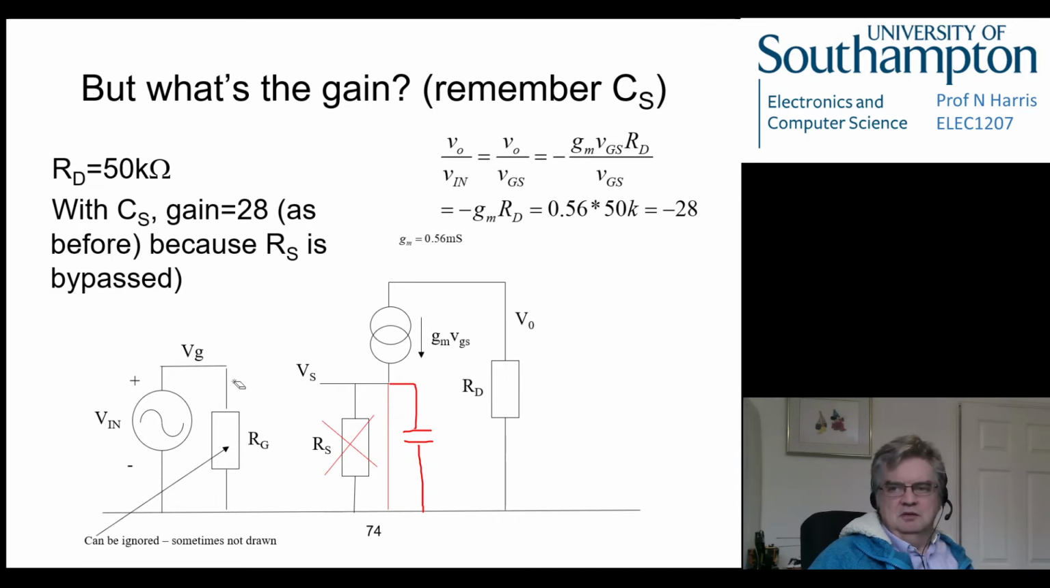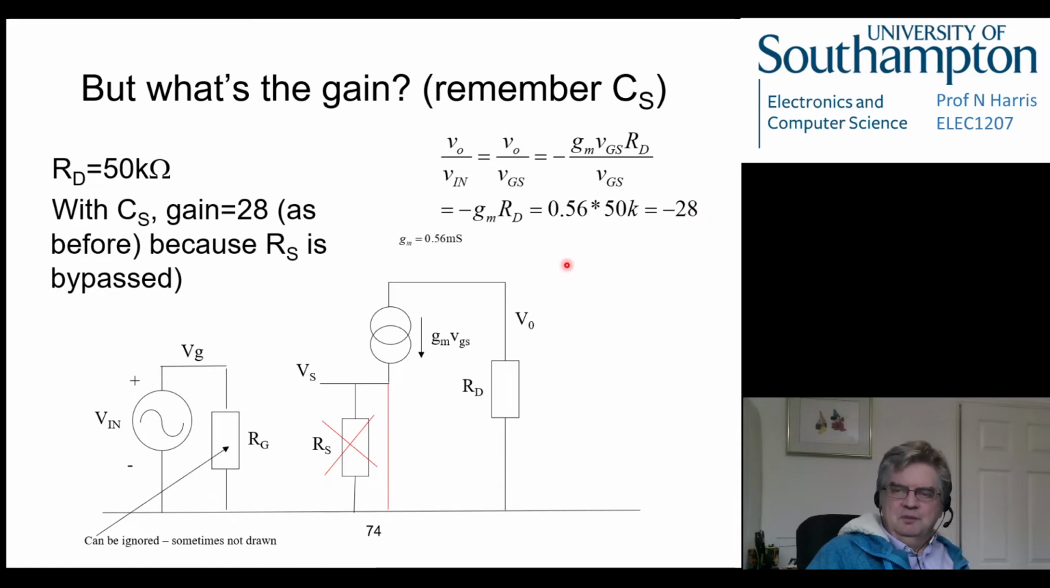I'm going to rub that out. It just confuses people if it's still there. So at high frequencies it's like the resistor's not there, and we're back to our original circuit. Then we can analyse that through this small signal model, and we know we've got gm VGS driving a current. This resistor's been bypassed through the capacitor. Current flows through the resistance, and we get back to our original gain of minus 28. So gm RD, RD was 50k, gain of 28.